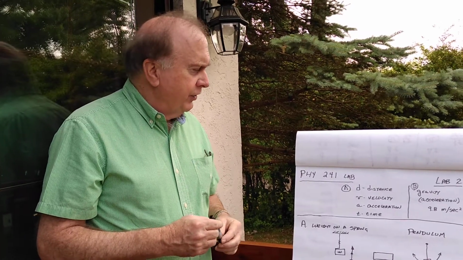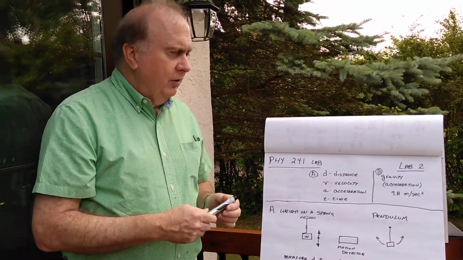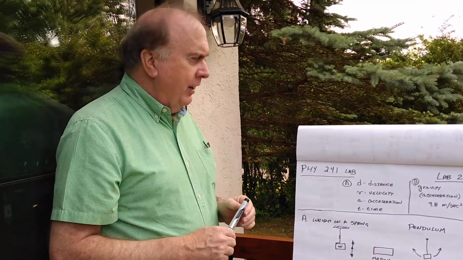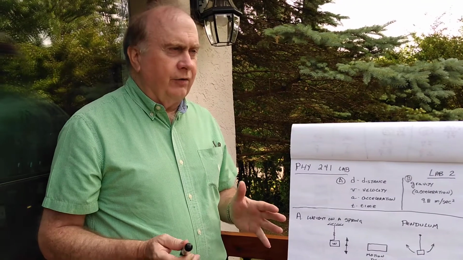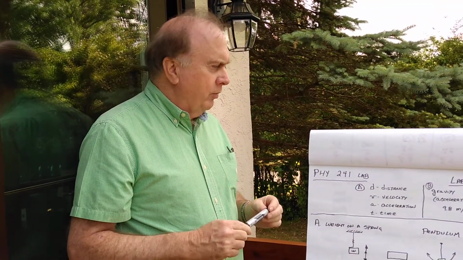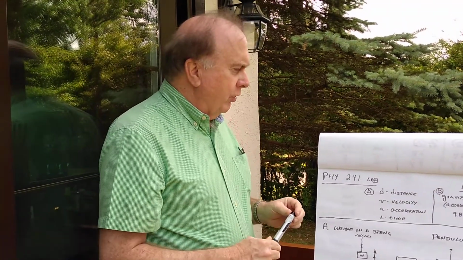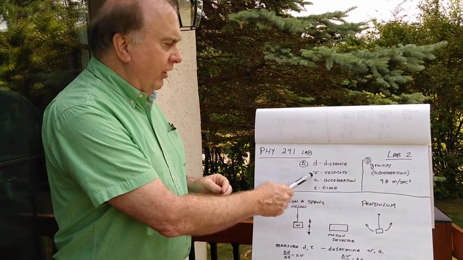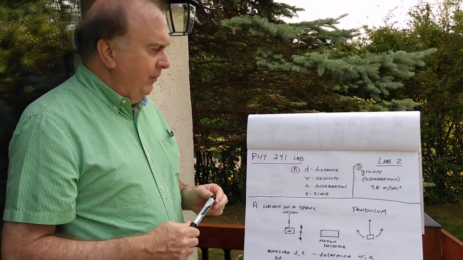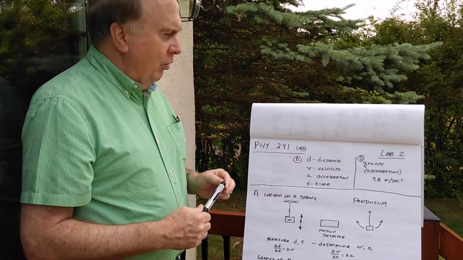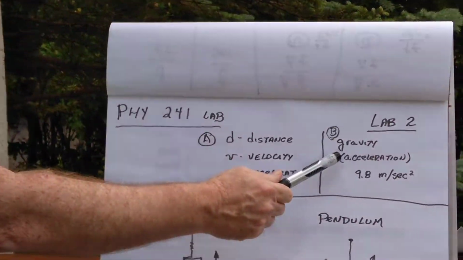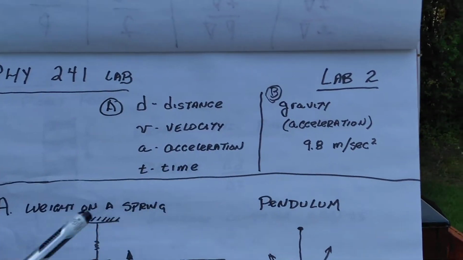This is Physics 241 Lab. We're going to do Laboratory 2 today. And our lab today has two parts. First part of it is we're going to use our computer program to further explore the concepts of distance, velocity, acceleration, and time. And then the second part of the lab, we're going to use our computer program to measure the acceleration due to gravity, 9.8 meters per second squared.